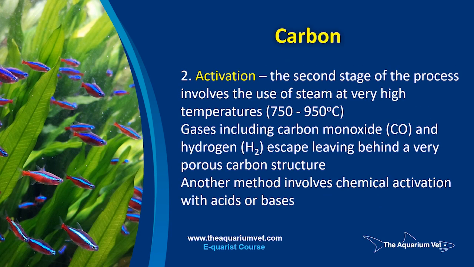The second stage is what's called activation. After it's been through the carbonisation, you have steam at a very, very high temperature, 750 to 950 degrees centigrade. As you treat the remaining product with the steam, you'll get gases leaving the carbon, which include carbon monoxide and hydrogen gas, and you then end up with that very, very porous carbon structure. It is possible to use chemical activation with various acids and bases, but generally it's the steam process that is used.